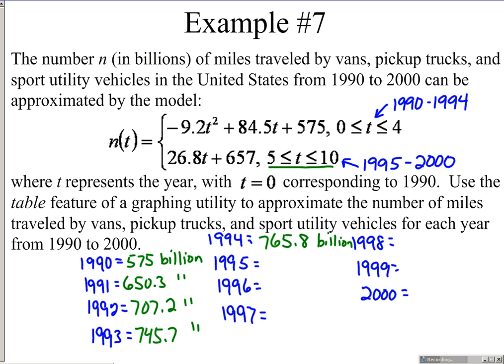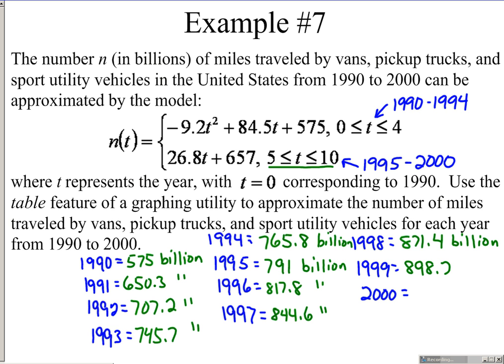We have 791 billion, 817.8, 844.6, 871.4, 898.2, and 925 billion. So make sure you're paying attention to how variables are defined. Make sure you can change viewing windows so that you can get a good picture of the graphs so you can get the information that you are looking for.